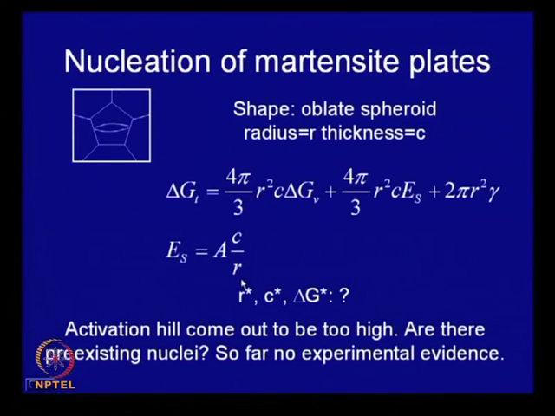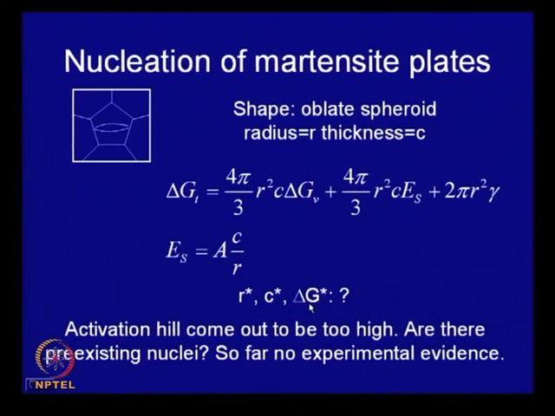So how much is the C over R ratio? This strain energy is equal to A, a constant, times C over R, the plate thickness over the radius. And then you have this new surface being created. So pi r square is the top surface, pi r square is the bottom surface, two thin surfaces being created, times gamma, which is the surface free energy. If you go through a similar procedure, it is possible to calculate the critical size R star, the critical size C star, as also that activation hill.